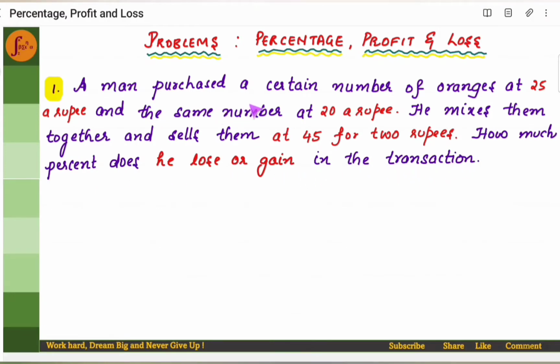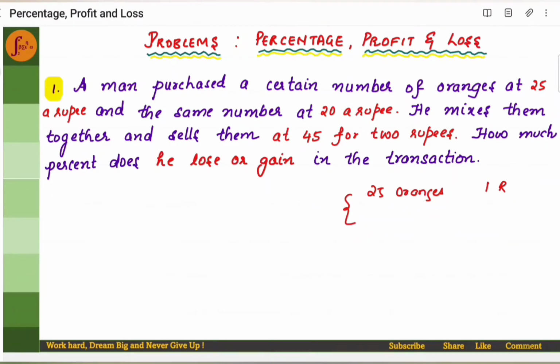So what this means is he buys a certain number of oranges. Certain means we don't know exactly how many oranges he's buying, but he's buying some amount of oranges, and the rate at which he's buying is like this: 25 oranges he buys for 1 rupee, right? 25 oranges for 1 rupee, so another 25 oranges for another rupee. But totally how many oranges he is buying, we don't know.